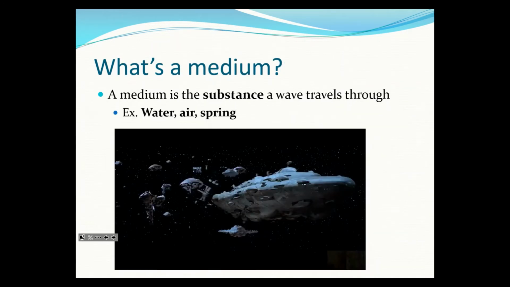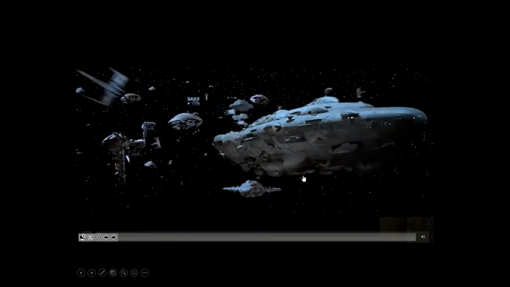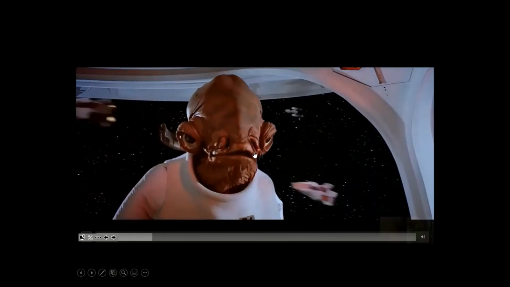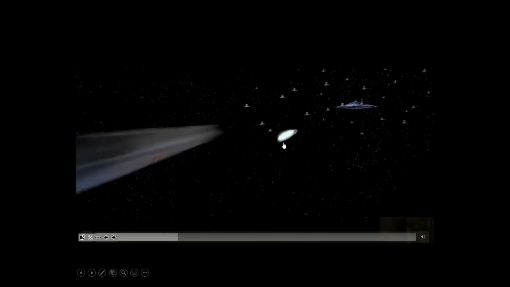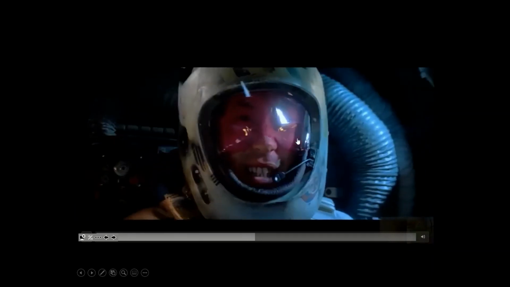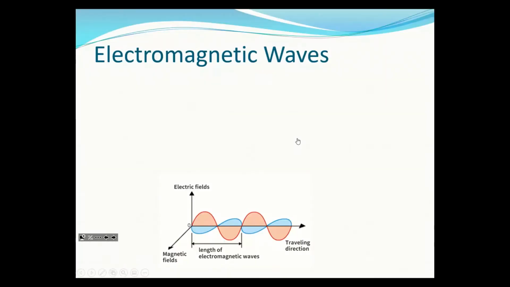So a medium is a substance the wave travels through. I have a video here that shows Star Wars, where they're traveling through space, and in space there's no water, there's no air, there's no springs. So when you travel through space, there's no medium, so you wouldn't be able to hear that. You wouldn't be able to hear the ships going. There would be no explosions. There's no oxygen. They wouldn't need to bank like that. Star Wars is not very correct in terms of physics.